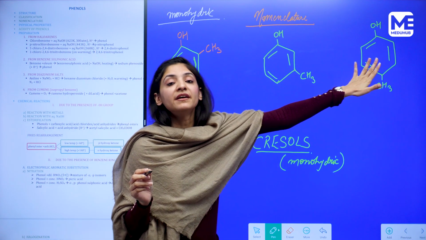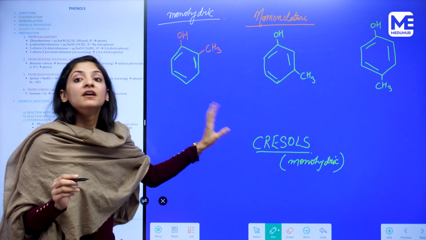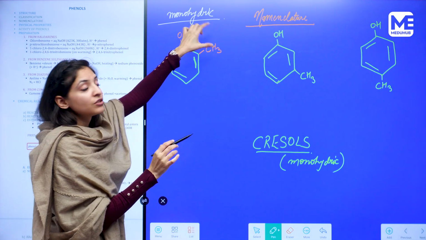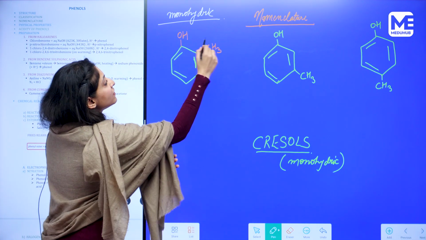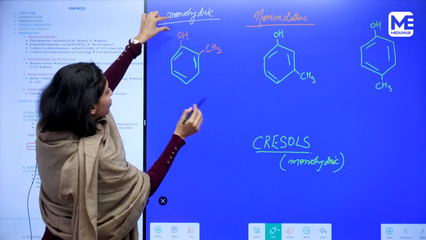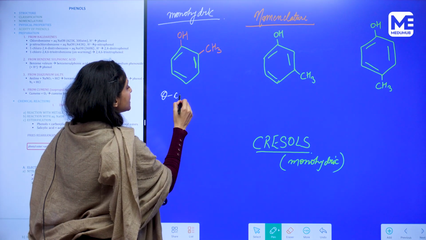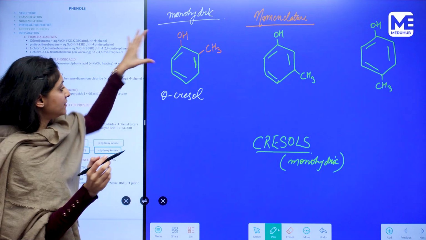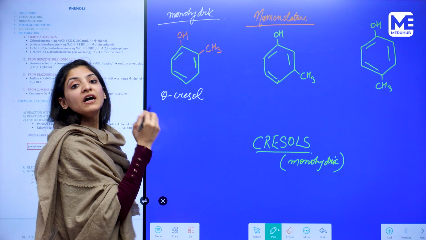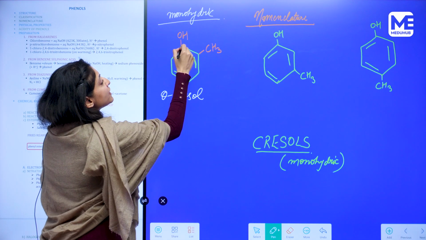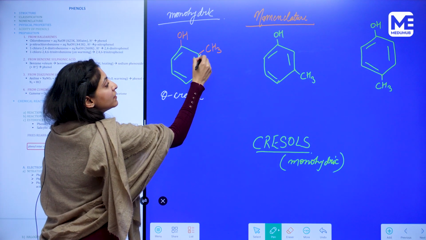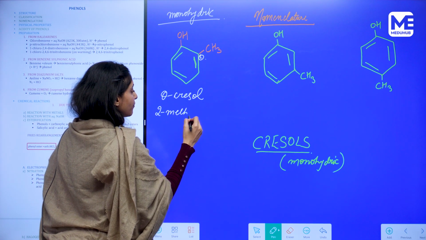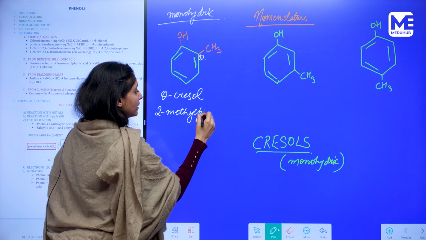these three examples here are examples of cresols. Cresols are phenols in which a methyl group is attached. So when the methyl group CH3 is ortho to the OH group, it is called orthocresol. Orthocresol is the common name of this cresol. Now, if you talk about the IUPAC name, with respect to this group, this is the second carbon. Alright, so this will be 2-methylphenol.